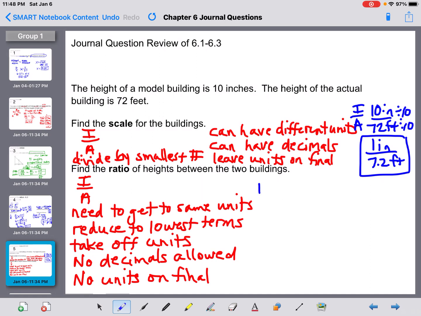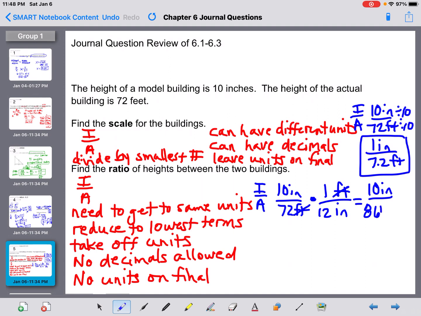For the ratio, I'm going to start out the same way, image over actual, so I'm going to start out 10 inches over 72 feet. But the very first thing I have to do is get to the same units. So to change my feet to inches, I'm going to put feet on the top to get rid of it and inches on the bottom. There's 12 inches in 1 foot, so I put my units there. My feet cancel. I'm multiplying across the top. 10 inches times 1 is 10 inches. 72 times 12 inches gives me 864 inches.